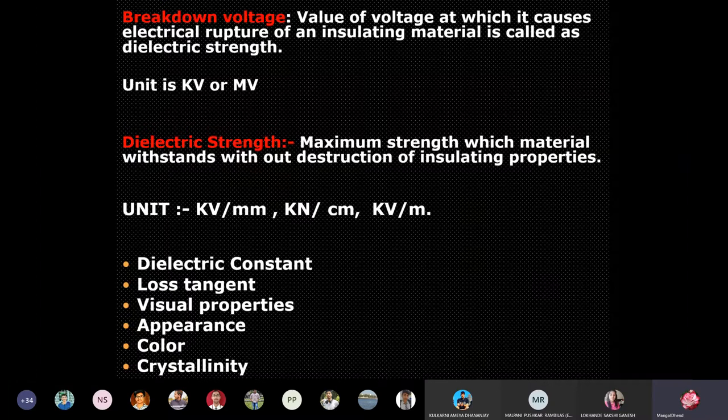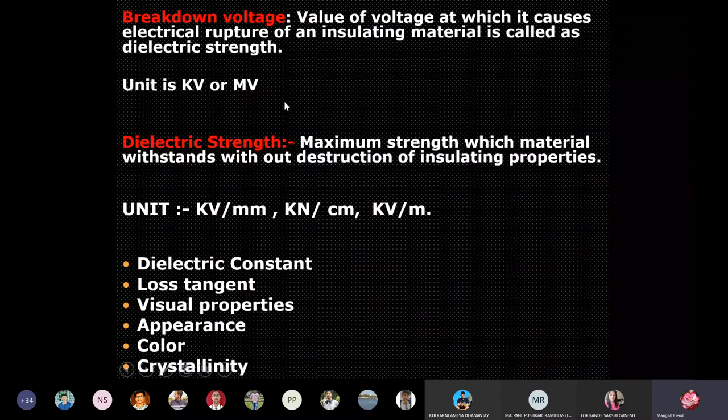So how will you define breakdown voltage? It is the value of voltage at which it causes electrical rupture, the breakdown of insulating properties. Breakdown voltage is the value of voltage at which it causes electrical rupture of an insulating material. So I will simply say breakdown voltage is the voltage at which the insulating properties of the material get destroyed, rupture. You can use any word, but try to understand it is the breakdown of electrical properties, insulating properties. And its unit is kilovolt or megavolt.